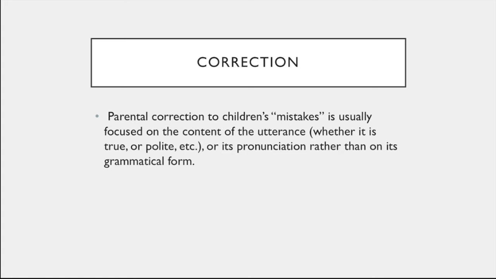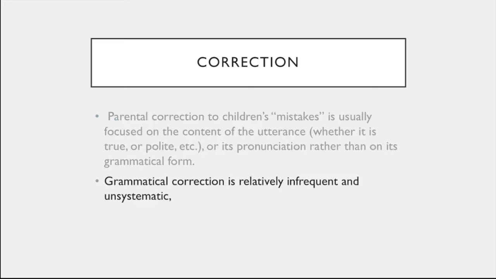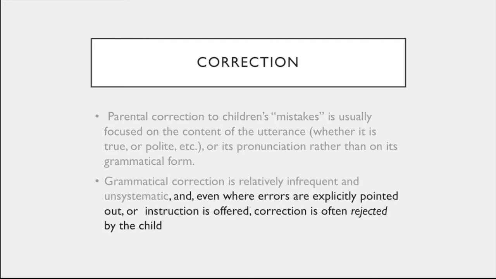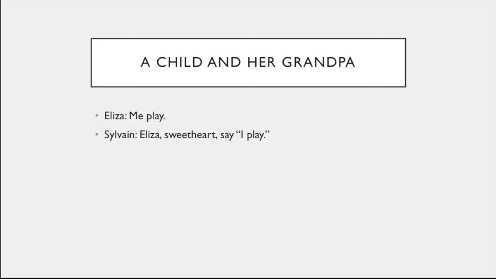Parental correction to children's mistakes is usually focused on the content of the utterance, that is, whether it's true or polite, or its pronunciation, rather than on grammatical form. Grammatical correction, on the other hand, is relatively infrequent and unsystematic. And even where errors are explicitly pointed out or instruction is offered, correction is often rejected by the child. Here is an example of a recorded conversation between MIT philosophy professor Sylvain Bromberger and his 2-year-old granddaughter Eliza.